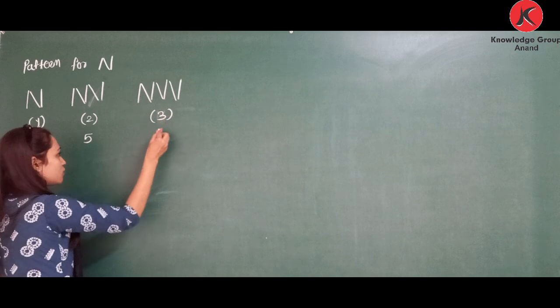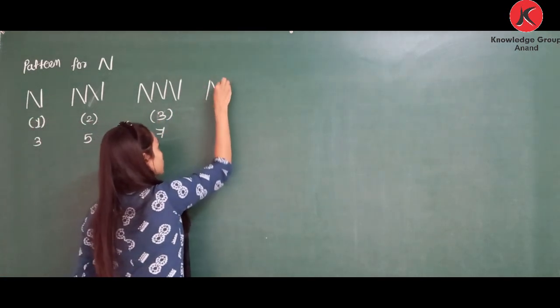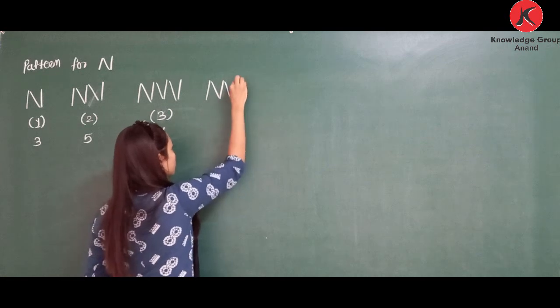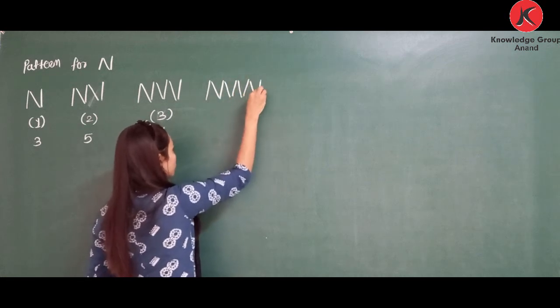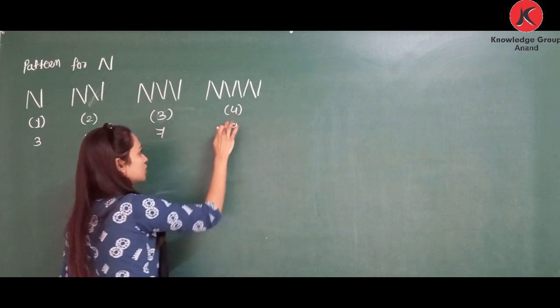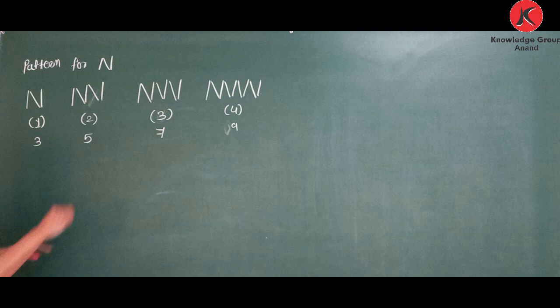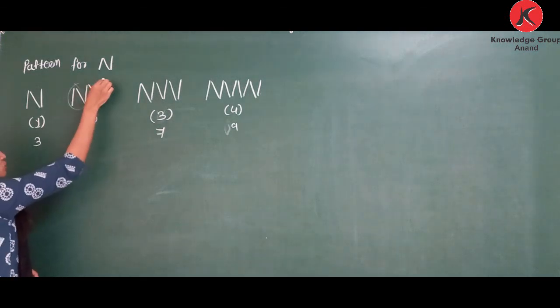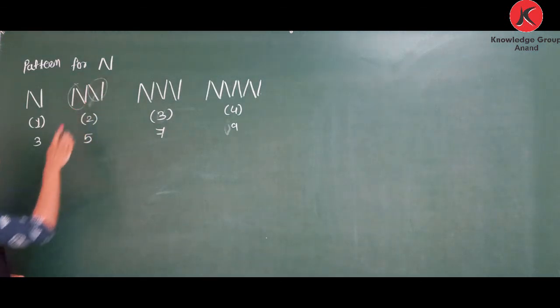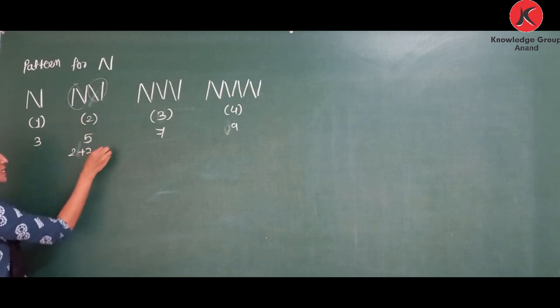For 3 times n we need 7 matchsticks. For 4 times, 1, 2, 3 and 4. For 4 times n we need 9 matchsticks. So now we can find the rule that for the first we need 3 and for the next we need to add 2 matchsticks with the consecutive n. So if we consider this 2 matchsticks and this 2 matchsticks and 1, that is extra. So 2 plus 2 plus 1.